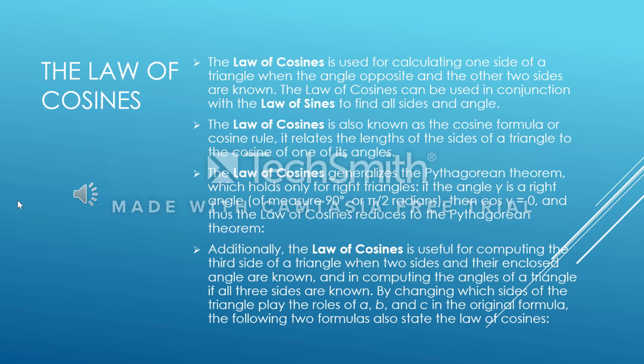If the angle y is a right angle, of a measure 90 degrees or pi divided by 2 radians, then cosine y equals 0, and thus the law of cosines reduces to the Pythagorean theorem. Additionally, the law of cosines is useful for computing the third side of a triangle when two sides and their enclosed angle are known. In computing the angles of a triangle, if all three sides are known, by changing which side of the triangle plays the roles of a, b, and c in the original formula, the following two formulas also state the law of cosines.